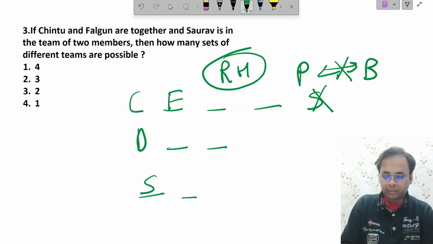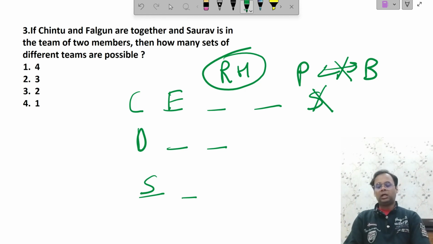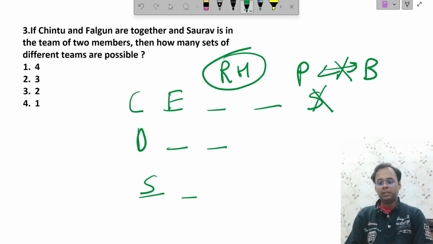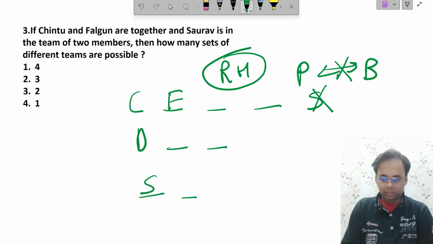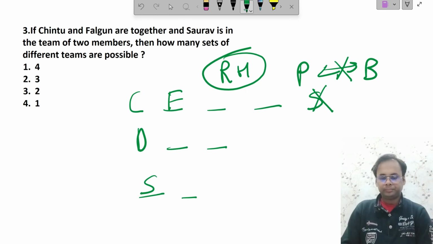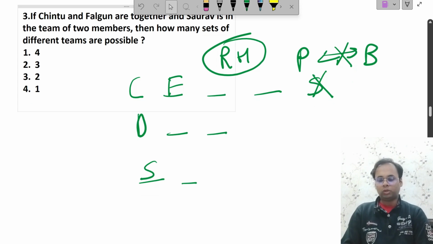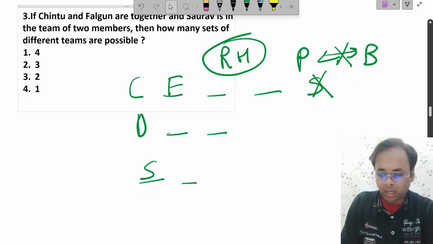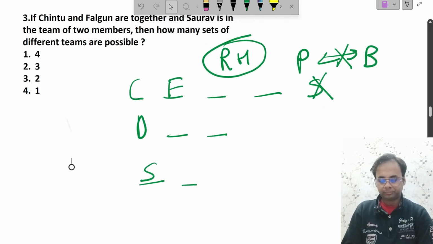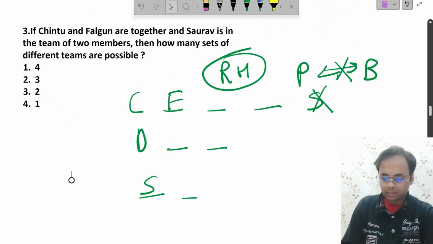And what is given then? How many sets of different teams are possible? We have to see how many combinations can be done. So Chintu and Falgun come up over here. They are together, and Saurav is in the team of two members. Then how many sets of different teams are possible? We have some conditions like R and H must be placed together. So we go case by case.